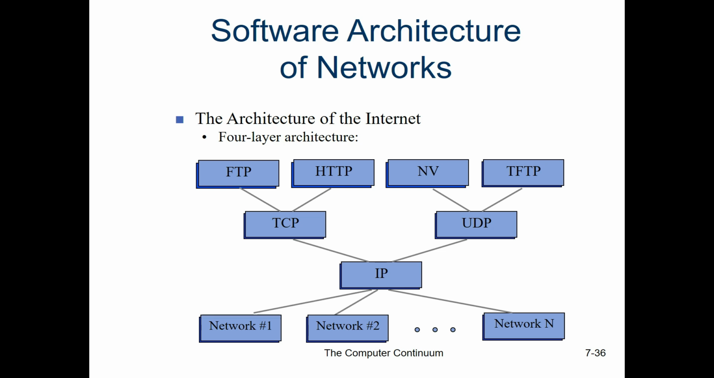Then, in the third layer, we have the IP protocol, Internet Protocol, which uses different IP addresses to identify which node to send the information to. Then we have different networks below that, which are connected the same way. So that's the simple network architecture, and that is how it works.